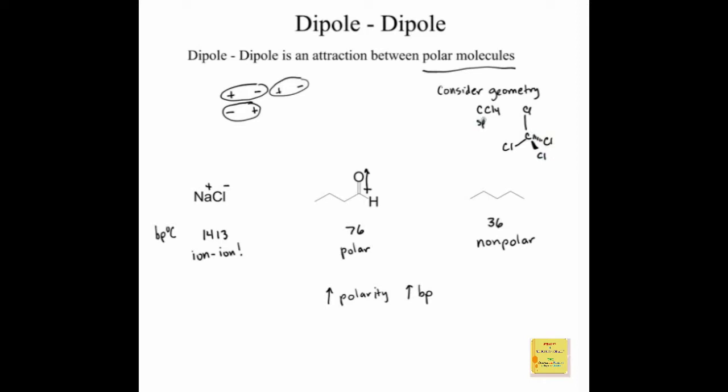So this is where our hybridization is going to pay off. We'll be able to understand the geometry of the molecule. And even though carbon-chlorine bonds are polar, we have these polar bonds pointing in equal and opposite directions. So we have no net dipole. So as a whole, this is a nonpolar molecule.